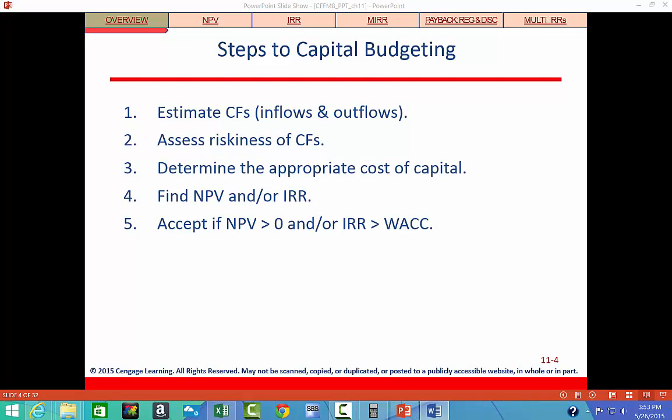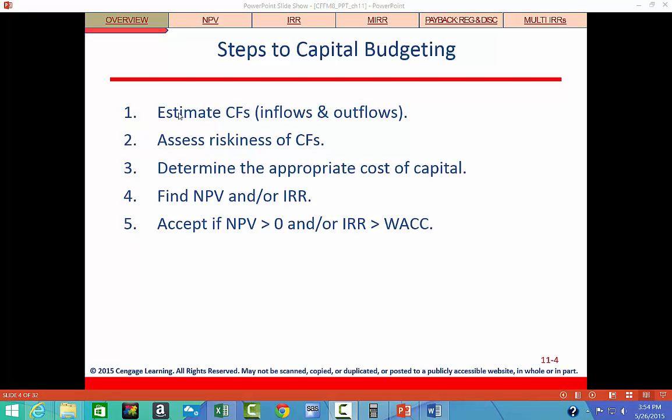And the fifth step is if the present value of the inflows is greater than the present value of the outflows, which means that the net present value is positive, or if the calculated rate of return, the IRR, is higher than the project cost of capital, you should accept the project.